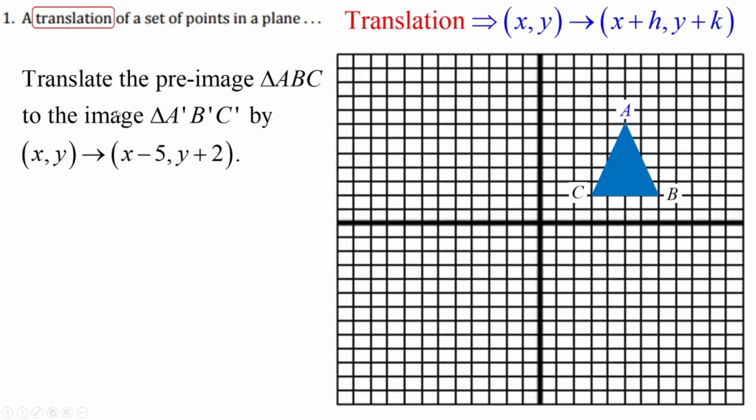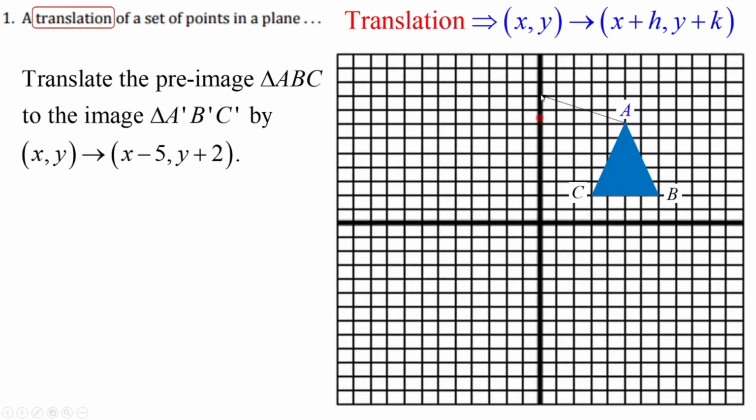So here's what we would like to do. Let's translate the pre-image triangle ABC to the image, which is triangle A prime, B prime, C prime, by this rule. (x, y) tends towards (x minus 5, y plus 2). Meaning, we're going to subtract 5 from every x coordinate and add 2 to every y coordinate. So I can take any one of these 3 points to get started, and I probably started with this A right here. So let's see. X minus 5: 1, 2, 3, 4, 5, and then y plus 2: 1, 2.